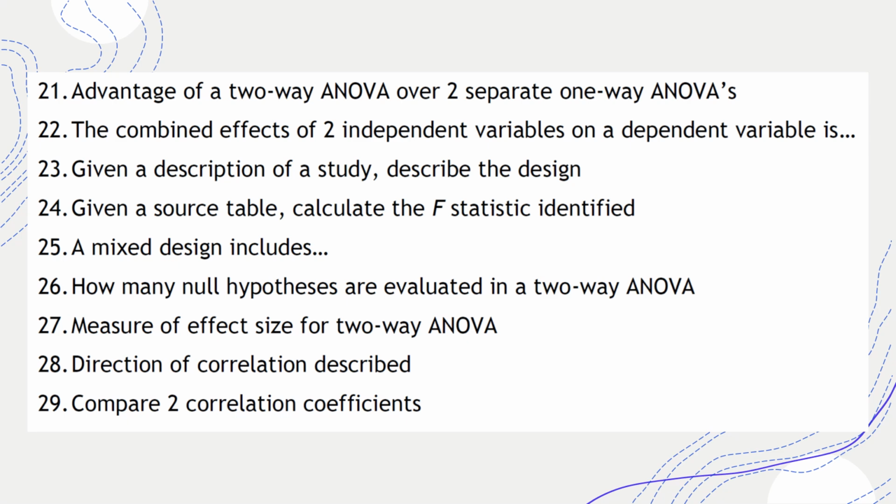Let's see, 22, the combined effects of two independent variables on a dependent variable is, well, essentially what they're talking about there is an interaction. Okay.